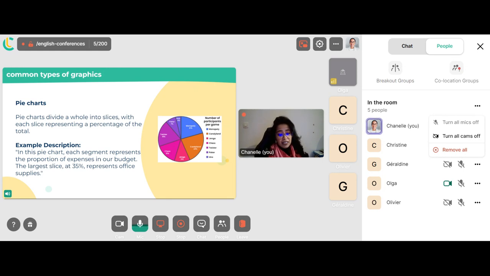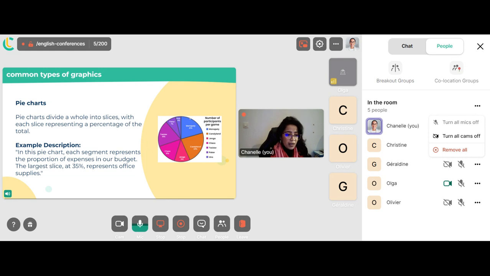Another type of graphic is a pie chart. So pie charts divide a whole into slices, with each slice representing a percentage of the total. So the graphic on the side shows us what a pie chart looks like. If we were to give an example description, we would say in this pie chart, each segment represents the proportion of expenses in our budget. The large slice at 35% represents office supplies.